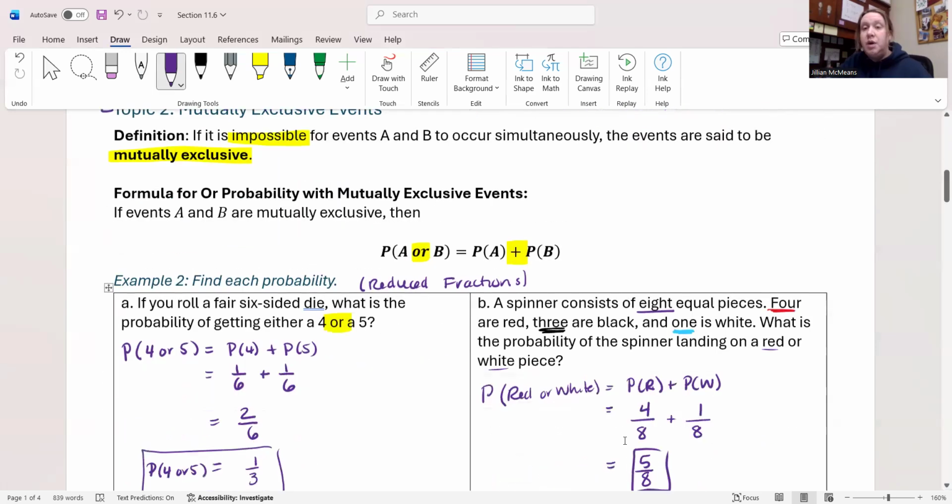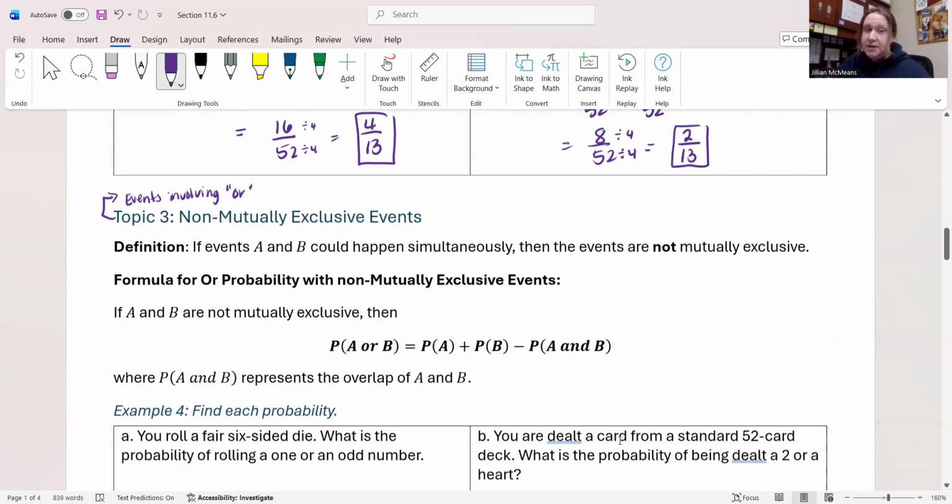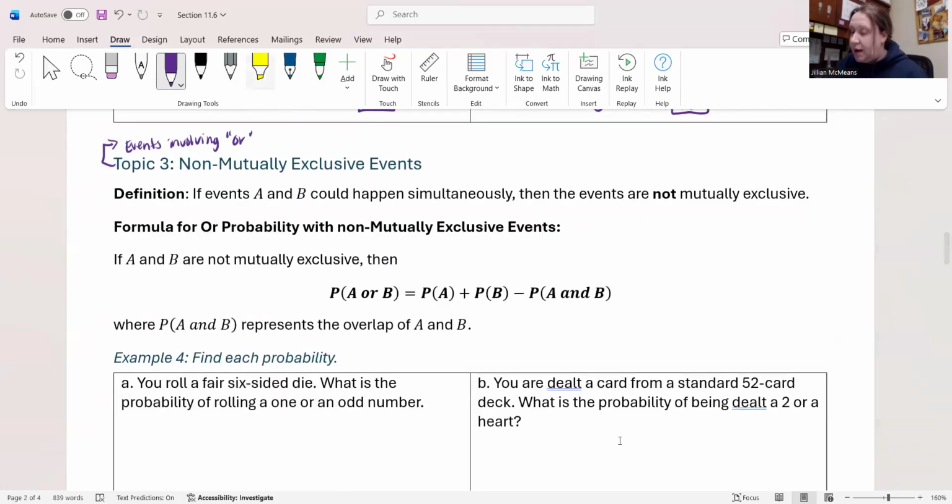When it comes to non-mutually exclusive events, it's a little bit different. As a definition, if events A and B could happen simultaneously, then the events are not mutually exclusive. So when we're dealing with non-mutually exclusive, it means they could happen at the same time, okay?